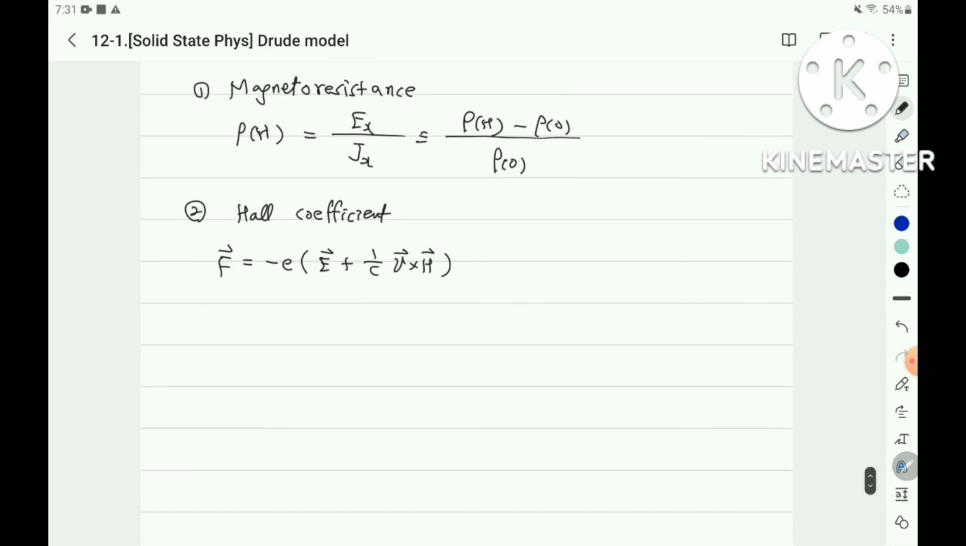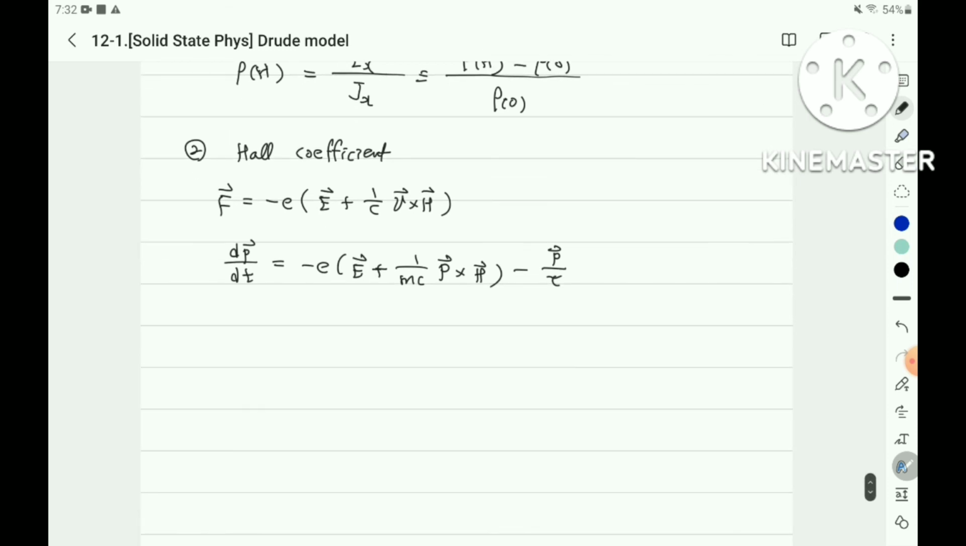And also, then the time derivative of the momentum is minus e (E plus 1 over mc p cross H). Anyway, we think about the drag force. And here, then we should calculate this term.